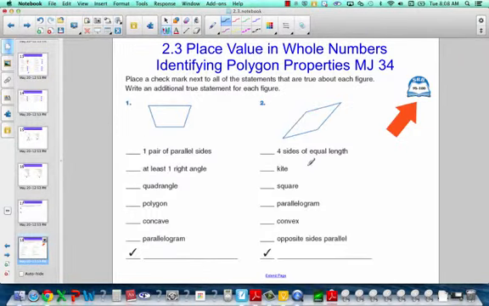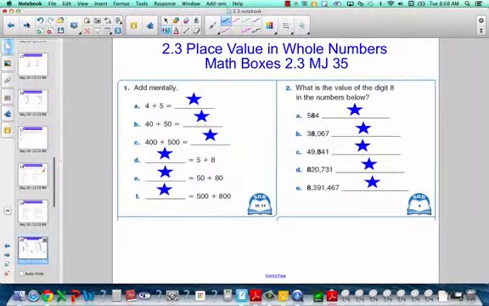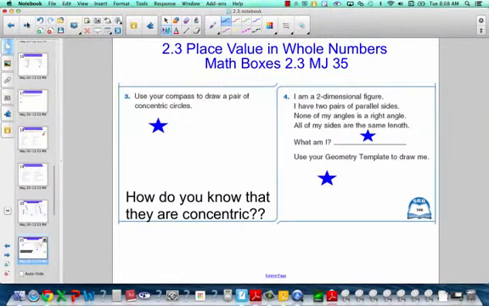On page 34, we're going to review some polygon properties. I want you to place a check mark next to all the statements that are true. Just like on your test, there might be more than one, but there might not be very many, and there might be a lot. So try number 1 and 2, 3 and 4, and then come check your work with Mrs. Becker. Pause your video. And then you're finally going to finish with math boxes.